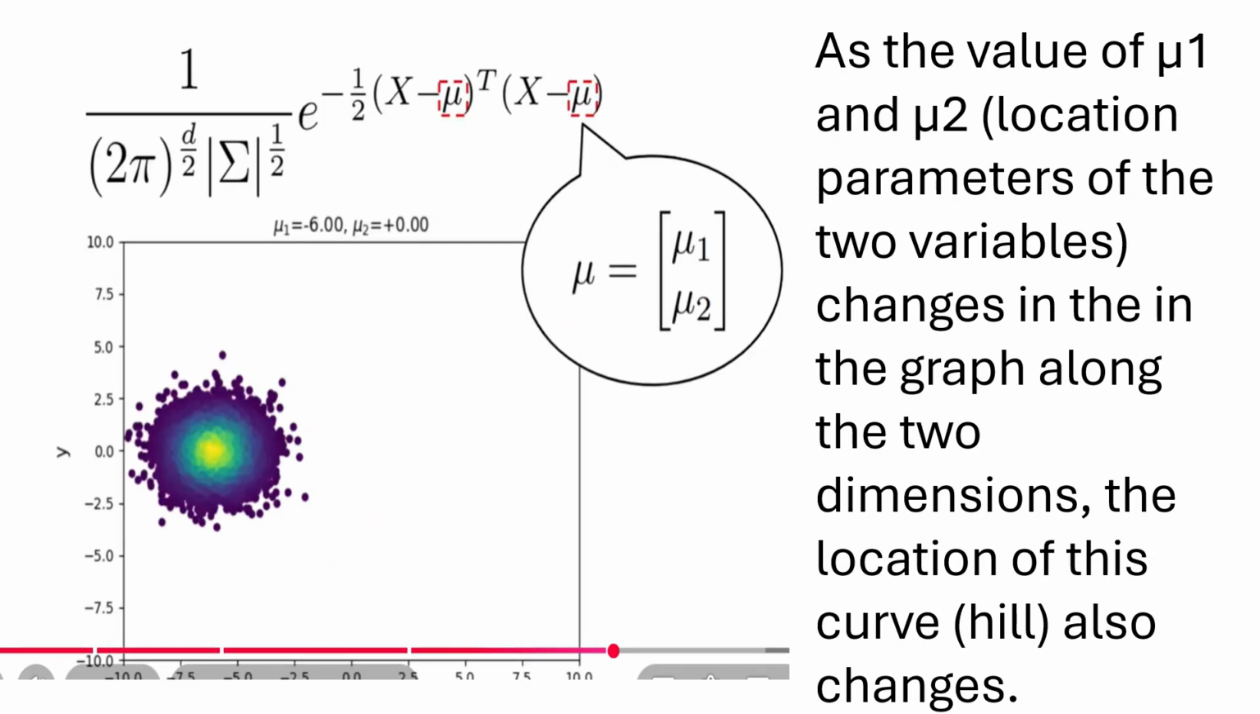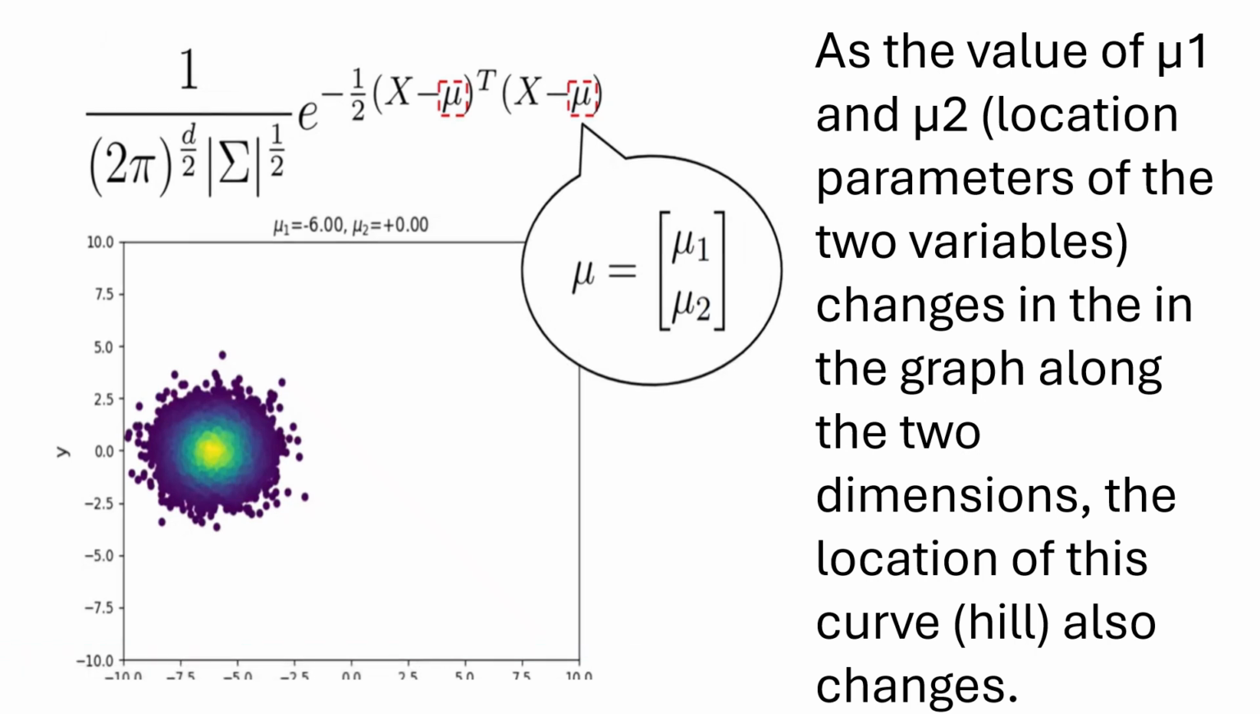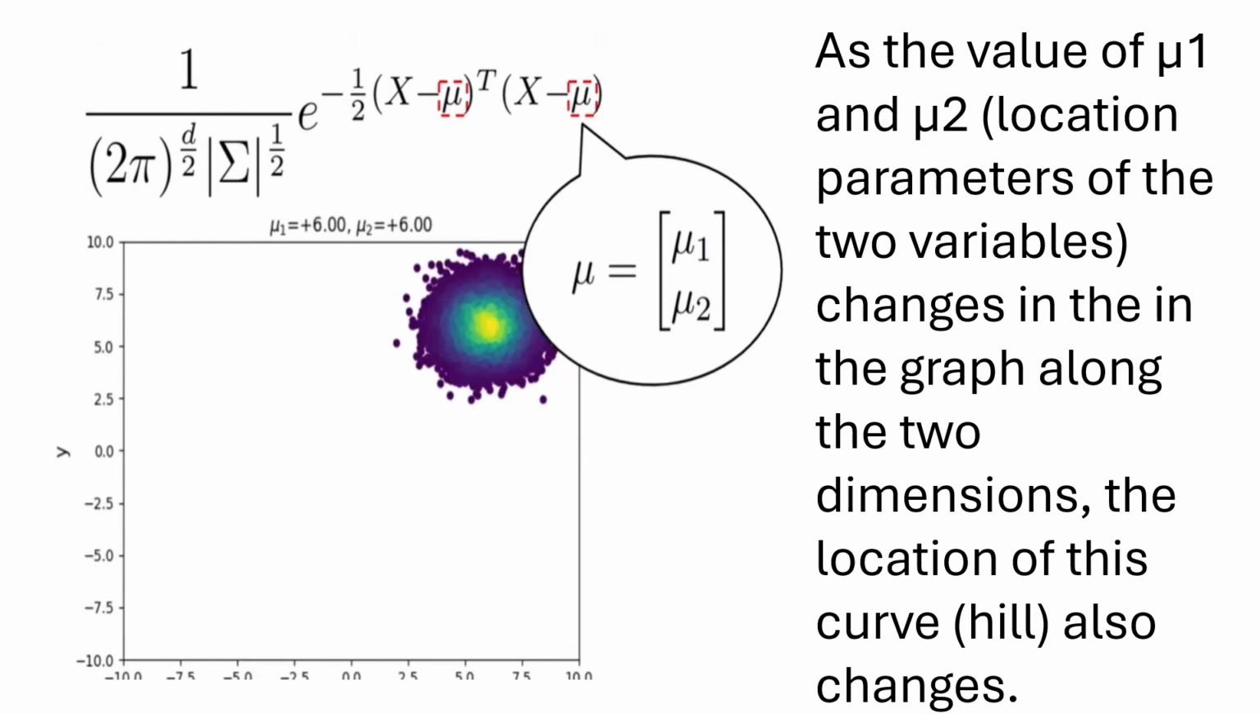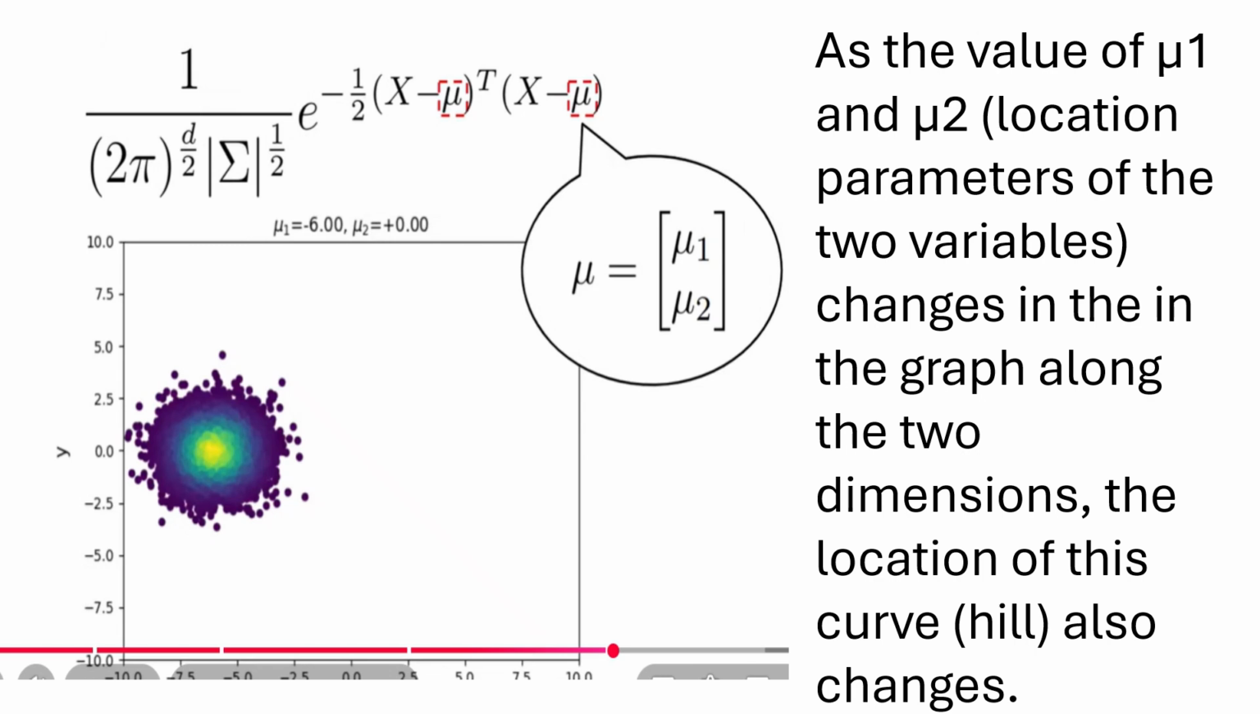As we had seen in the univariate normal distribution, we had only one parameter to describe the location of the curve, but in the multivariate normal distribution, we require two parameters to describe the location of the curve. We can see how the location of this hill, this 3D curve, changes as the values of these two location parameters, namely mu1 and mu2, change. As the values of mu1 and mu2 change, so does the location of this hill, this 3D curve.